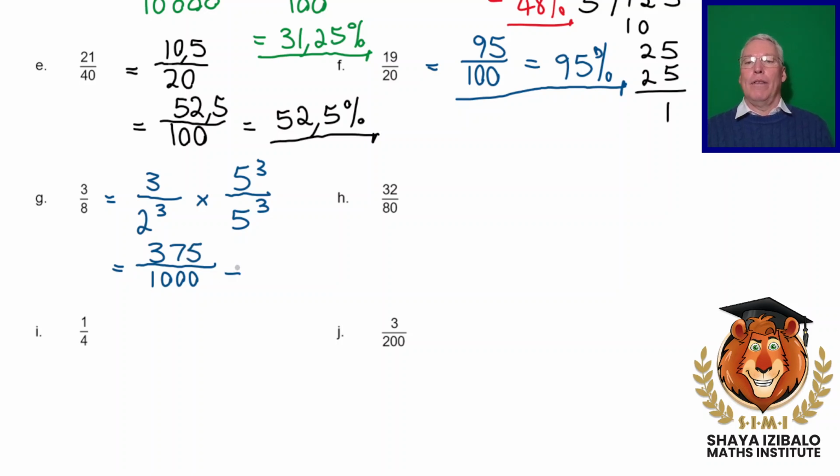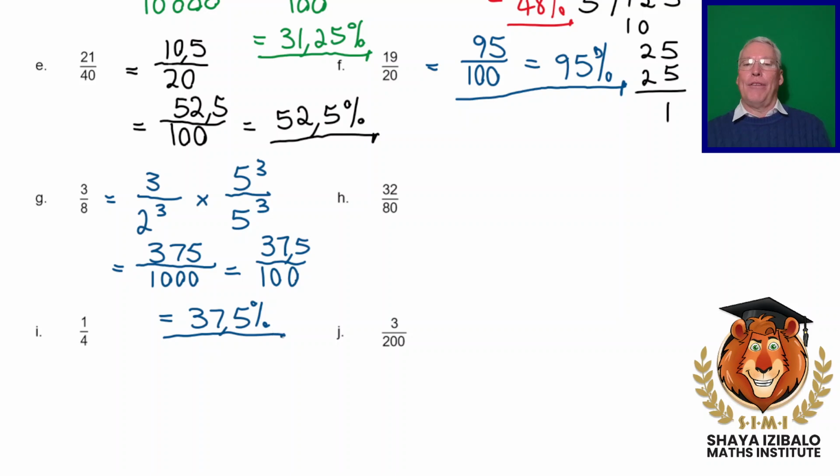Now, we want 100 on the denominator. And if we get 100 on the denominator, we need to divide this denominator by 10. So we must divide this numerator by 10. 37.5. 3/8 is actually 37.5%.